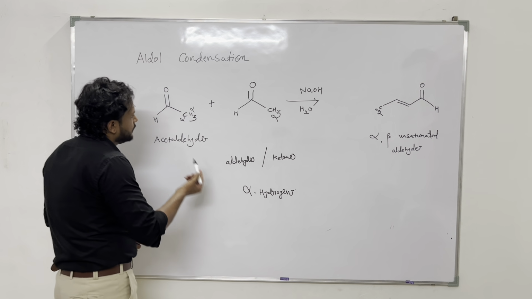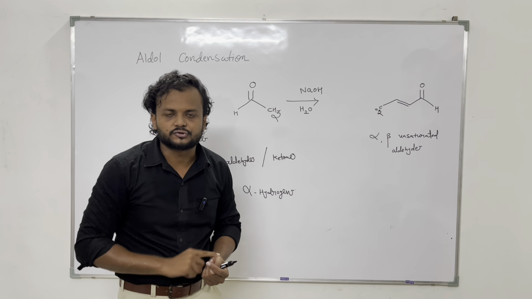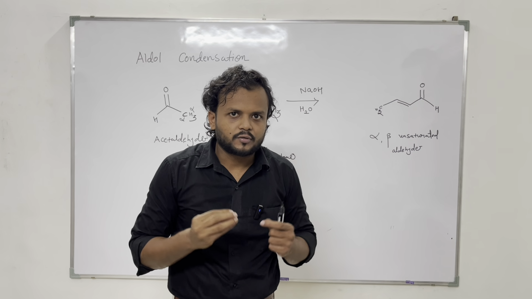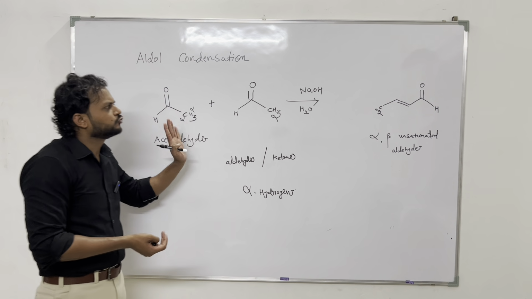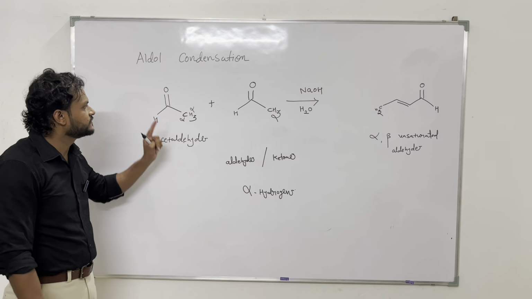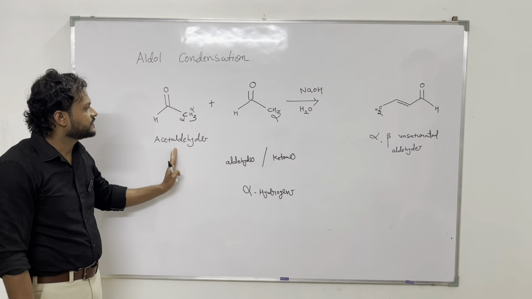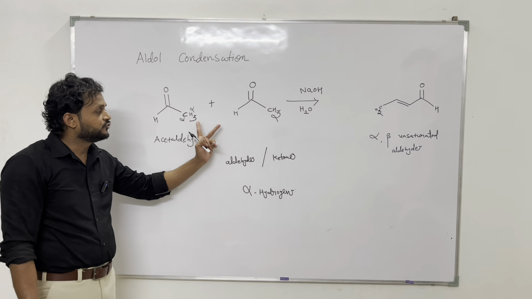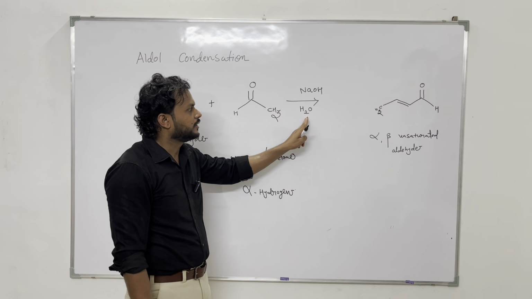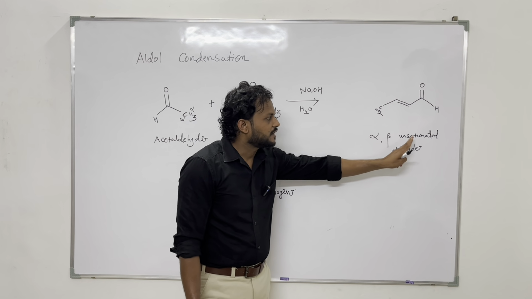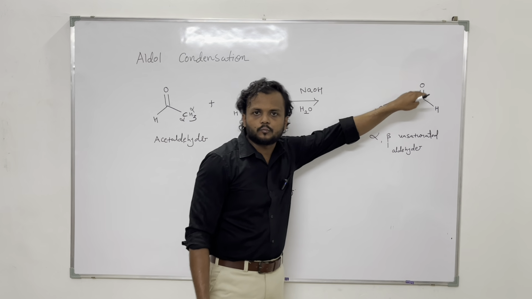Now, 2 moles of aldehyde or ketone are required. The reactant should be 2 moles. If you are choosing acetaldehyde or whatever aldehyde or ketone containing alpha hydrogen, you should have 2 moles. You can see that I have taken acetaldehyde in this reaction, and 2 moles of acetaldehyde are there, and those two aldehydes are going to react with sodium hydroxide and water to produce an alpha beta unsaturated aldehyde, or we can say an alpha beta unsaturated carbonyl compound.